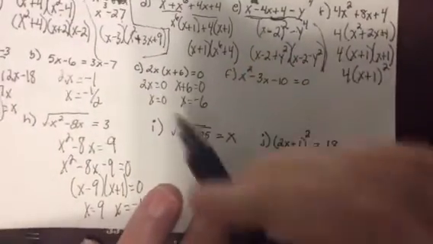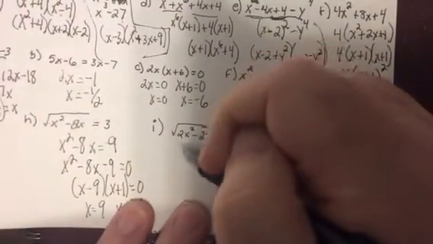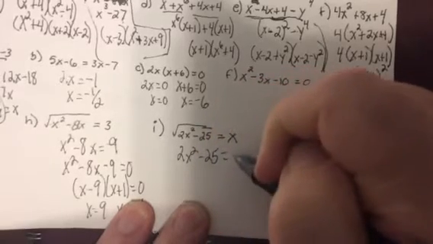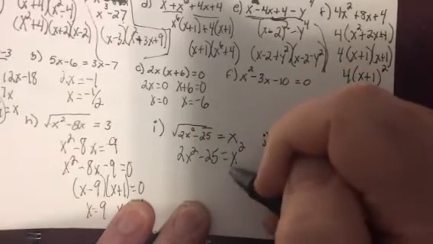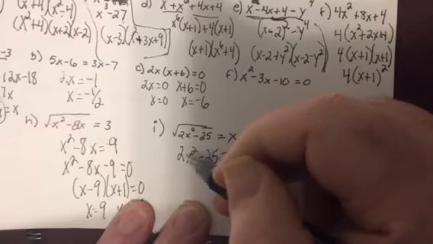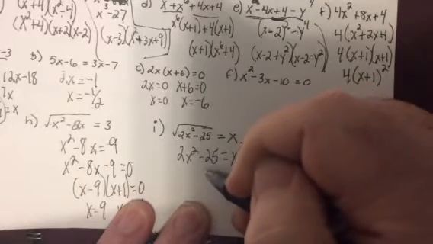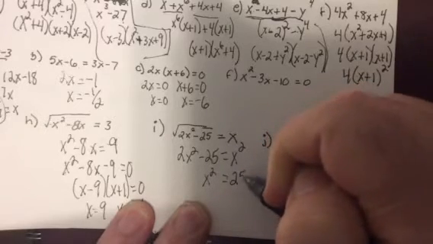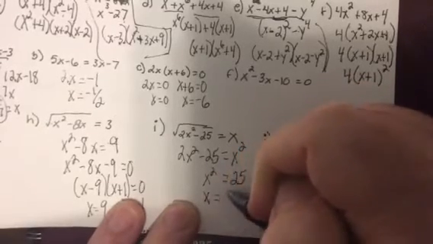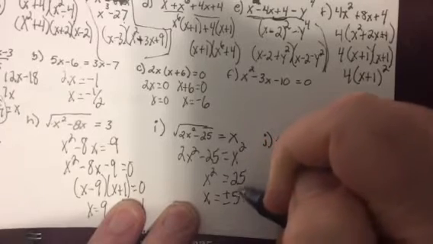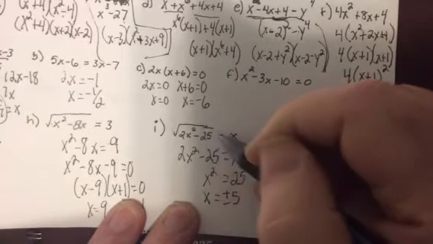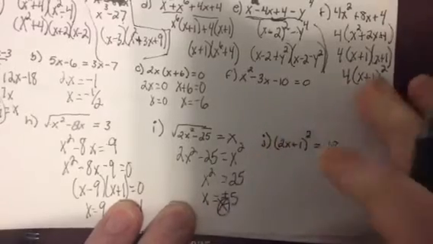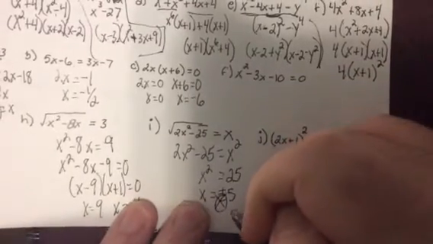This one again, I'm going to square both sides, so it's 2x squared minus 25 equals x squared. Different ways you could get it all one side, factor, or you could subtract the x squared, add the 25, square root both sides, so x equals plus or minus 5, but square root cannot equal negative, so therefore I know that negative does not work. So the answer is just 5.